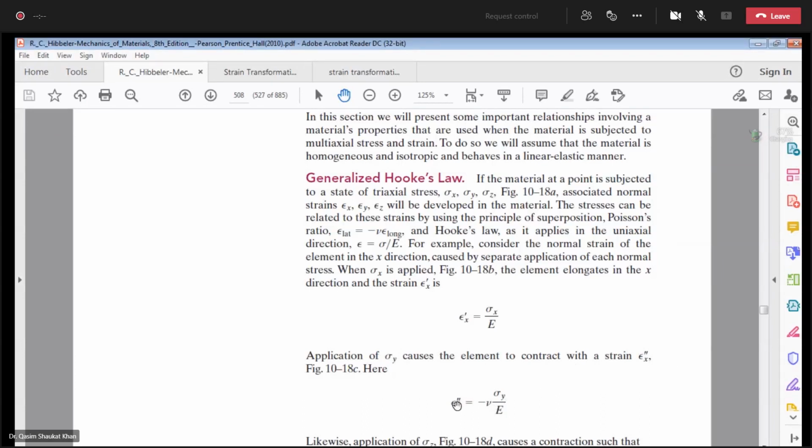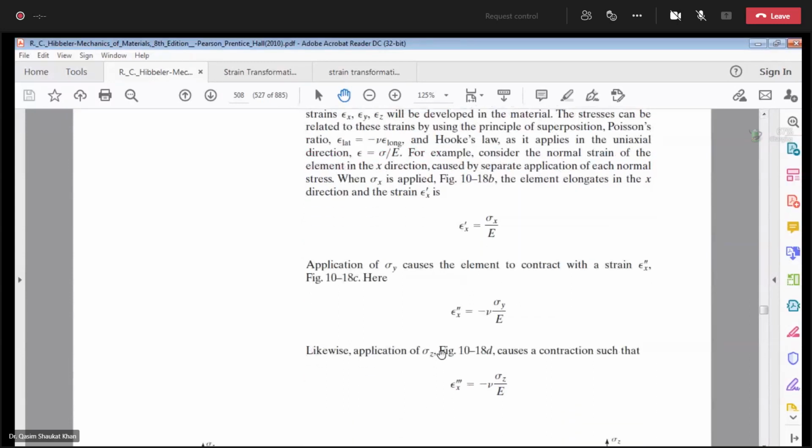ठीक है जी, epsilon x double dash produced due to the application of sigma y causes the element to contract. ठीक है जी, sigma y over E is epsilon y times the Poisson ratio times the negative sign. So you will get epsilon x double dash. Is this point clear? Yes sir. आगे चलते हैं.